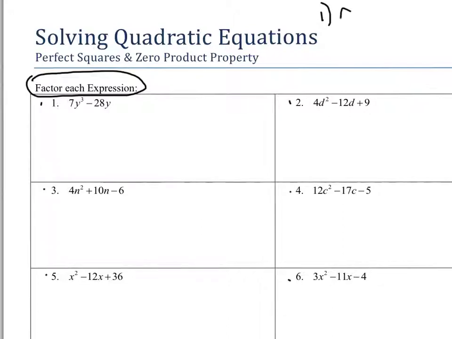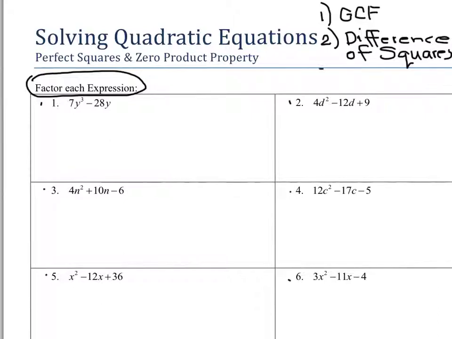Step number one is we're going to look to see if there's a greatest common factor. Step two, we're going to ask ourselves, is this a difference of two squares? Because if it is, then we can write it as a product of conjugates. The third thing we're going to look at then is, if it's neither one or two, is it a trinomial? And we know that a trinomial can be factored into a product of two binomials. Okay, so let's get started.